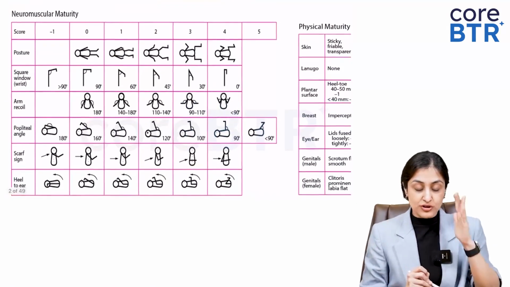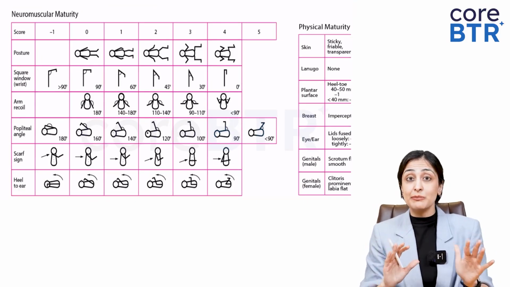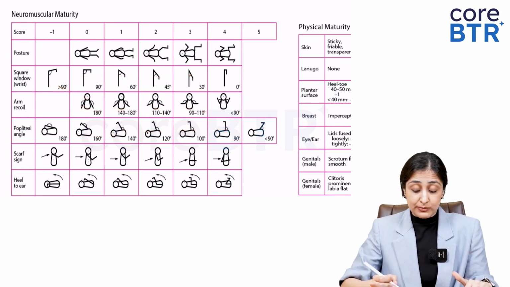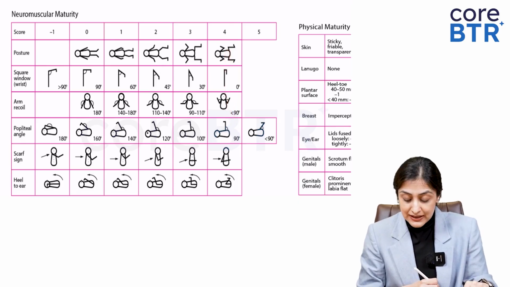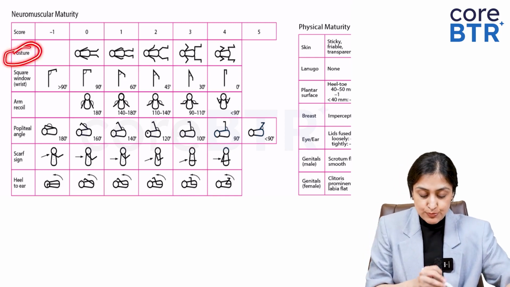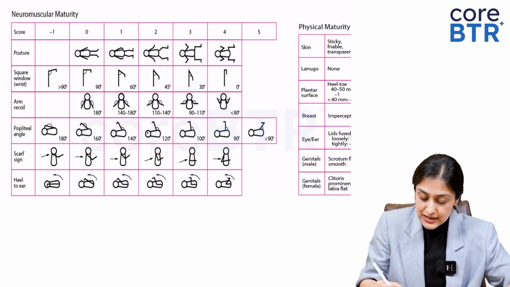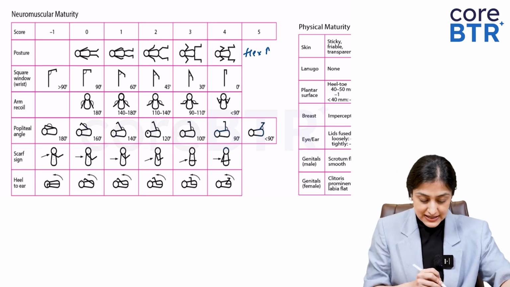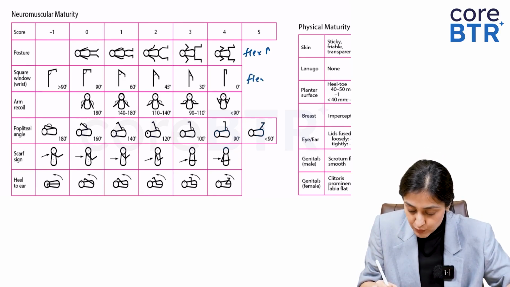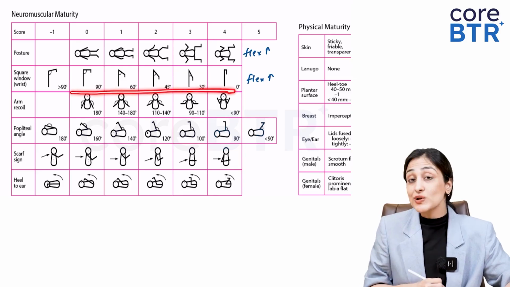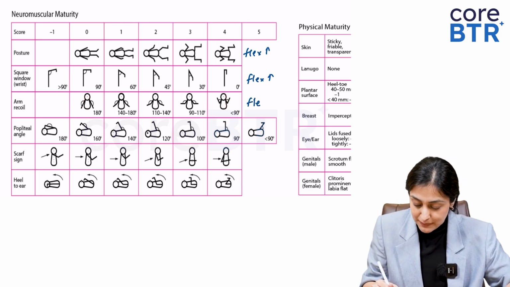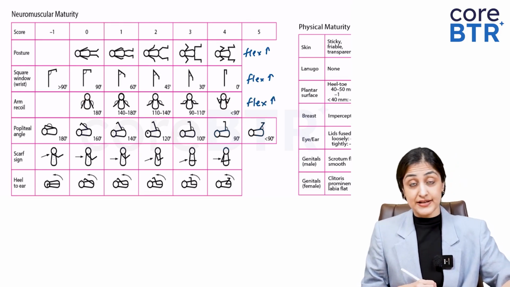Neuromuscular maturity, 6 points. As a general rule, you remember flex. The more term the baby is, or the more mature the baby is, the more flexed the posture will be and the lesser the flexibility. Okay, so let's understand. First is posture. You can see as the score increases, the posture becomes more and more flexed. Square window, where we are assessing the angle of the wrist. You can see more and more flexion as the maturity score increases. Arm recoil, again you can see a more flexed posture. So in the first 3, flexion is increasing, right?